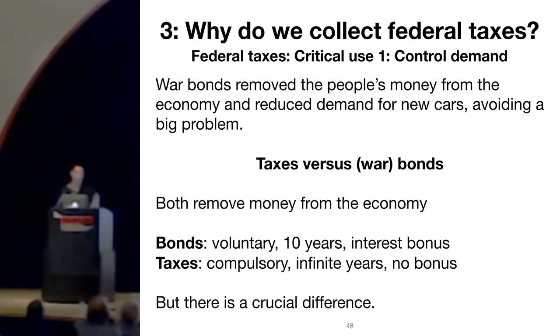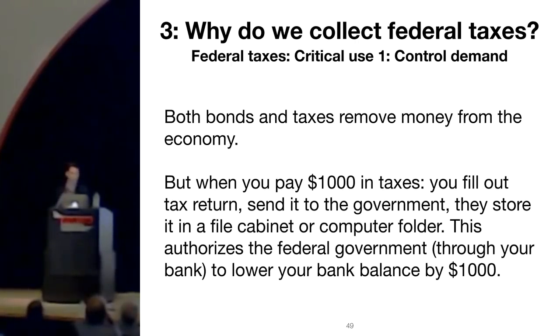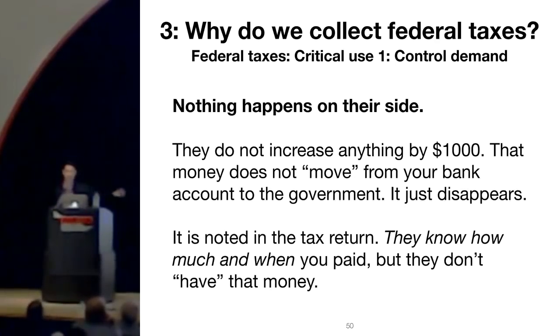But there is one crucial difference between bonds and taxes. Both bonds and taxes remove money from the economy. But when you pay $1,000 in your taxes, you write $1,000, your name on a tax return, you mail it into the federal government. The federal government puts that tax return into a folder in a filing cabinet or a folder on a computer, and they go through your bank, into your bank account and lower your bank balance by $1,000. Nothing happens on their side.